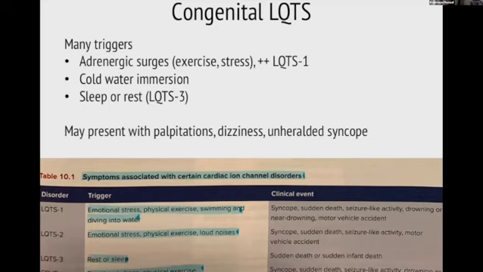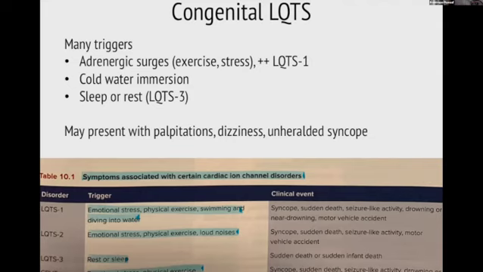The triggers also depend on the mutation they have. So usually LQTS1 will be during exercise, and swimming and diving into water have a close association. LQTS2 usually emotional stress, physical exercise also, but loud noises. So sometimes just alarms or a telephone or something like that. LQTS3 often they die during sleep.